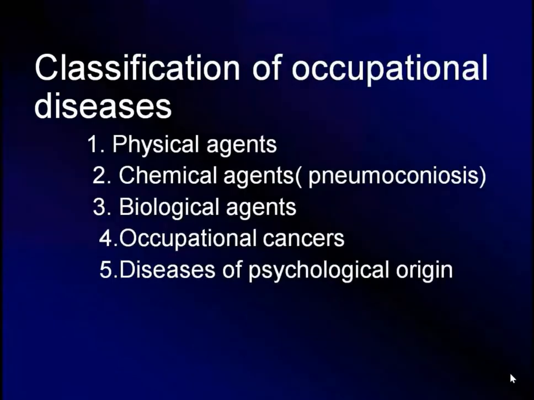So first, coming to the classification of occupational diseases. I just told you in the last class how the occupational diseases have been classified. Basically, it is classified under 5 headings: diseases due to physical agents, diseases due to chemical agents like dust, gases, or fumes. The diseases caused by inhalation of dust are called pneumoconiosis. Then the diseases caused by biological agents, meaning people who work in close contact with animals, like agricultural workers. And occupational cancers; there are many cancers related to different occupations. And the diseases of psychological origin. That's how occupational diseases have been classified.